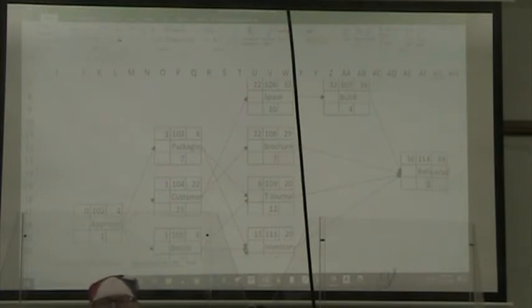Okay, so that was the forward pass, figuring out the time needed to completely complete this project: 38 time periods. I assume 38 days, but it could be 38 weeks or 38 months, although with some of these duration times, I hope not. All right, now we want to do the backward pass.